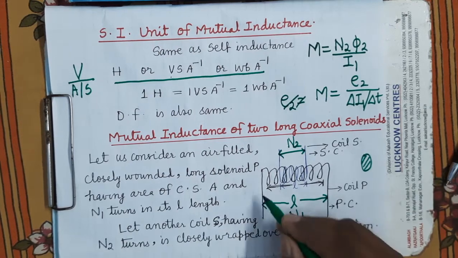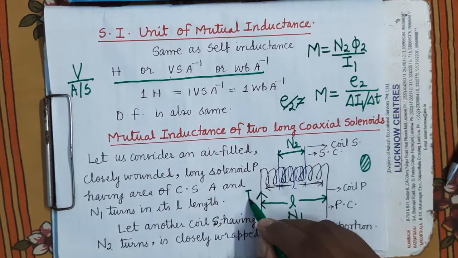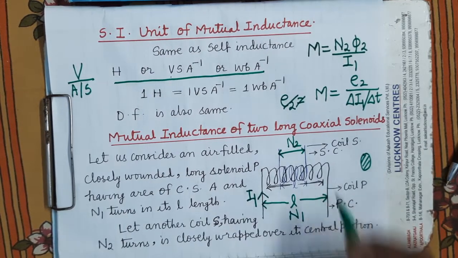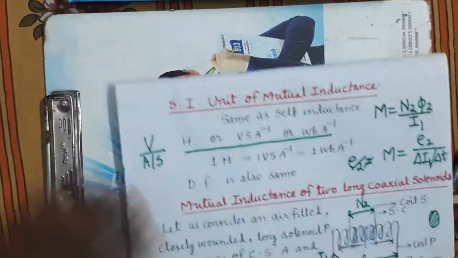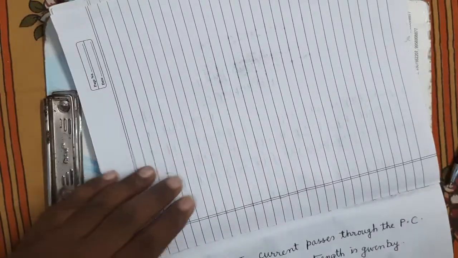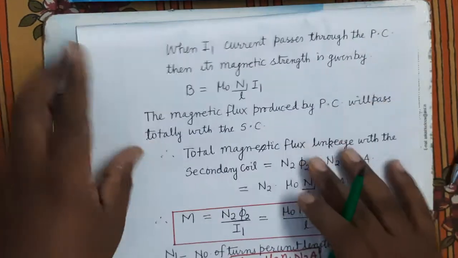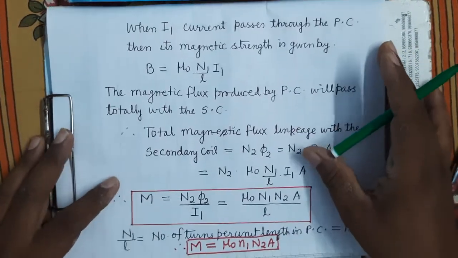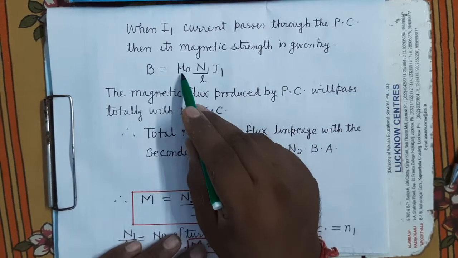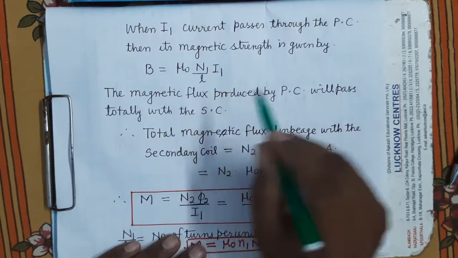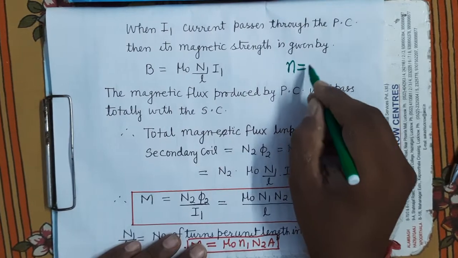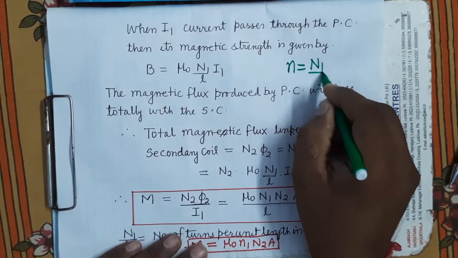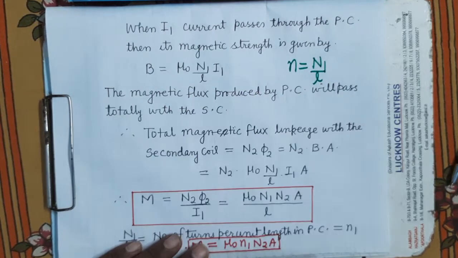Now see here, when current I1 passes through it, what will be its magnetic strength? The magnetic field of the primary coil is given by mu naught into small n. What will be small n here? Number of turns per unit length, N1 upon L, into I1.